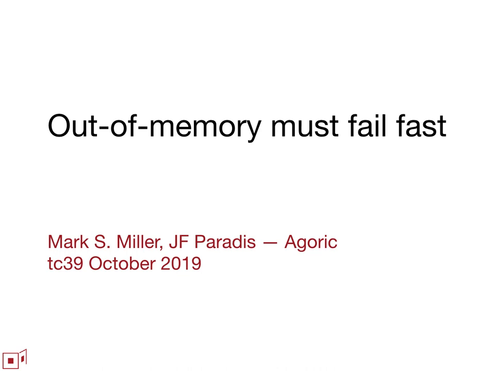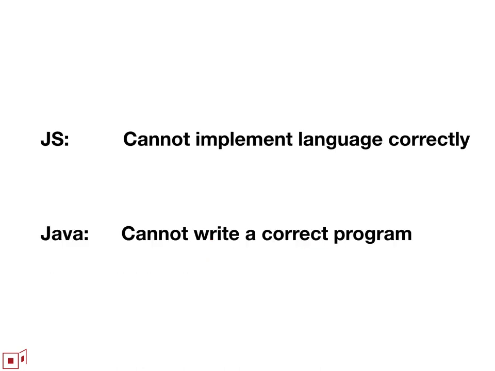Okay, out of memory must fail fast. Today, most programming languages fall into one of these two categories. JavaScript, for example: the specification never mentions the possibility of out of memory. So the JavaScript specification can only be implemented correctly on an infinite memory machine. And those are in quite short supply.